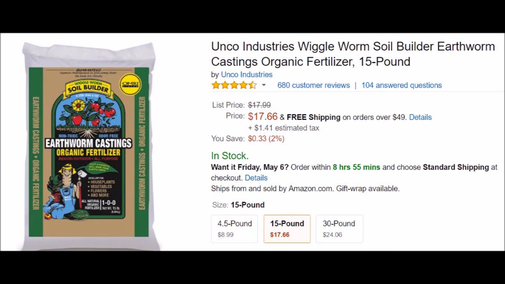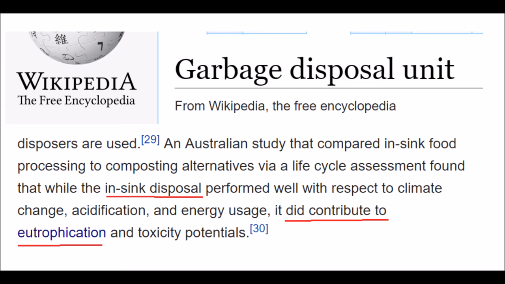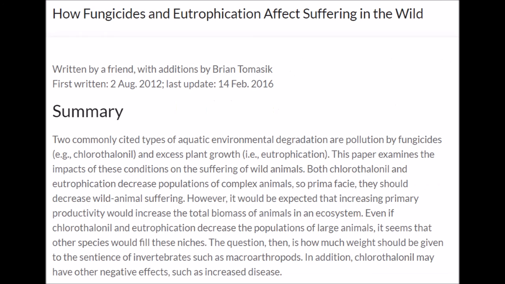Another argument against composting is that the resulting compost increases plant productivity when applied on a garden or lawn, which creates even more food and thus even more future bug suffering. In contrast, food scraps thrown into a landfill are less likely to support plant growth. Organic waste in wastewater might contribute to eutrophication, although the sign of impact of eutrophication on the suffering of invertebrates is unclear.